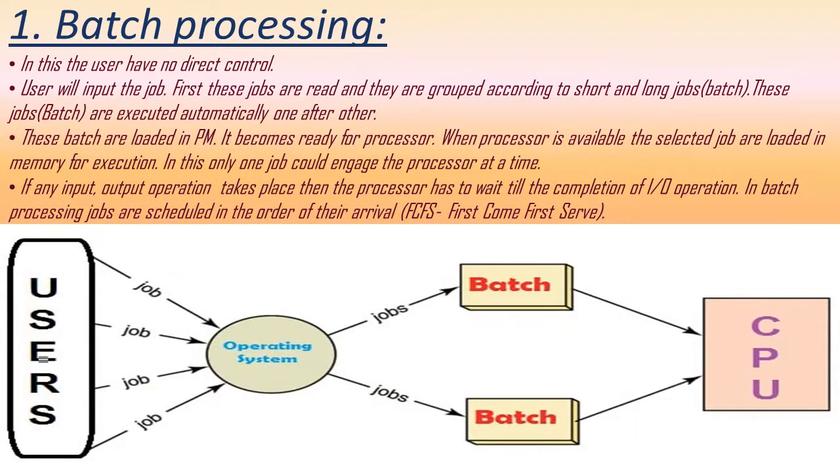Look at the diagram. Here, the user will input the job. First, these jobs are read and they are grouped according to short and long jobs, like a batch. In batch 1, the first job will receive input and output. If job 1 is busy in an input-output operation, the CPU needs to wait till the completion of that process. All other leftover jobs need to wait till the completion of the whole process.